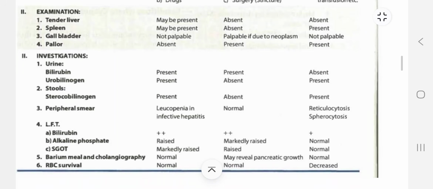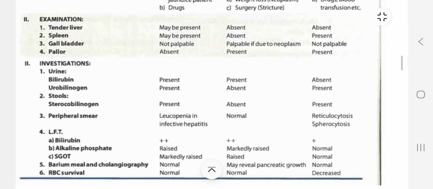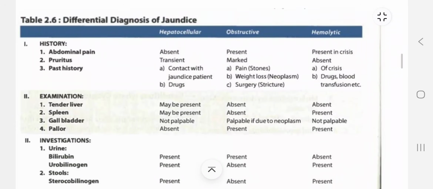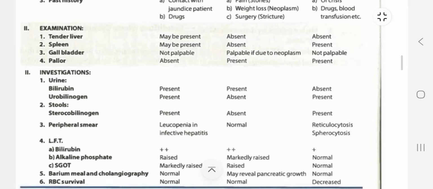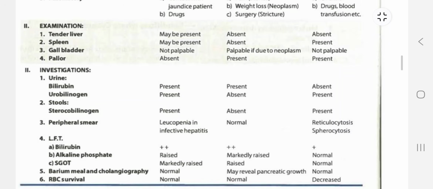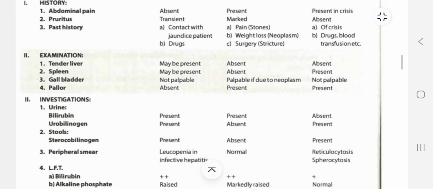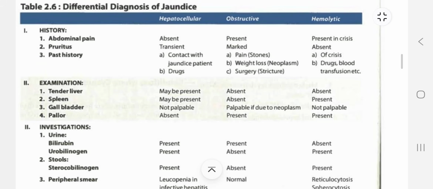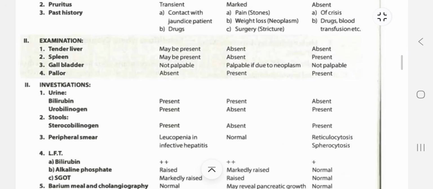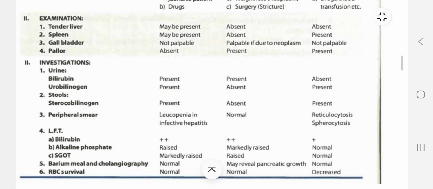Now we'll look at the investigations. Urine bilirubin levels are increased in case of hepatic jaundice. Urobilinogen levels are increased, stool stercobilinogen is present, and the peripheral smear shows leukopenia in infective hepatitis. In case of obstructive jaundice, urine bilirubin is present, urobilinogen is absent, stool stercobilinogen is absent, and the peripheral smear is normal. In hemolytic anemia, the urine bilirubin level is normal or absent, urobilinogen is present, stercobilinogen is present, and the peripheral smear shows reticulocytes and spherocytosis.